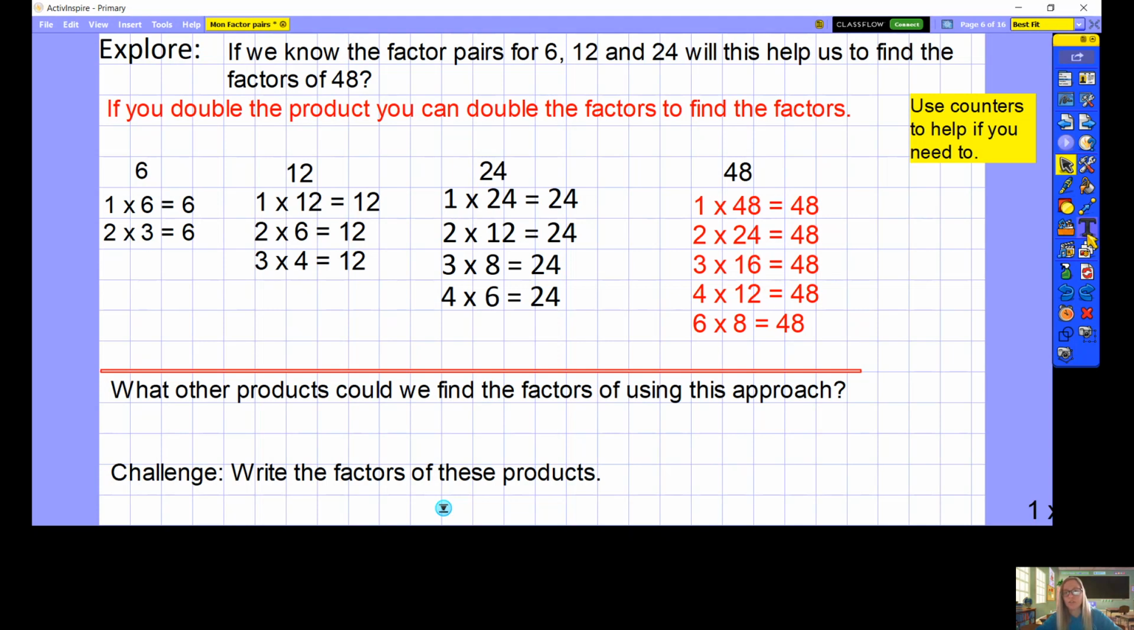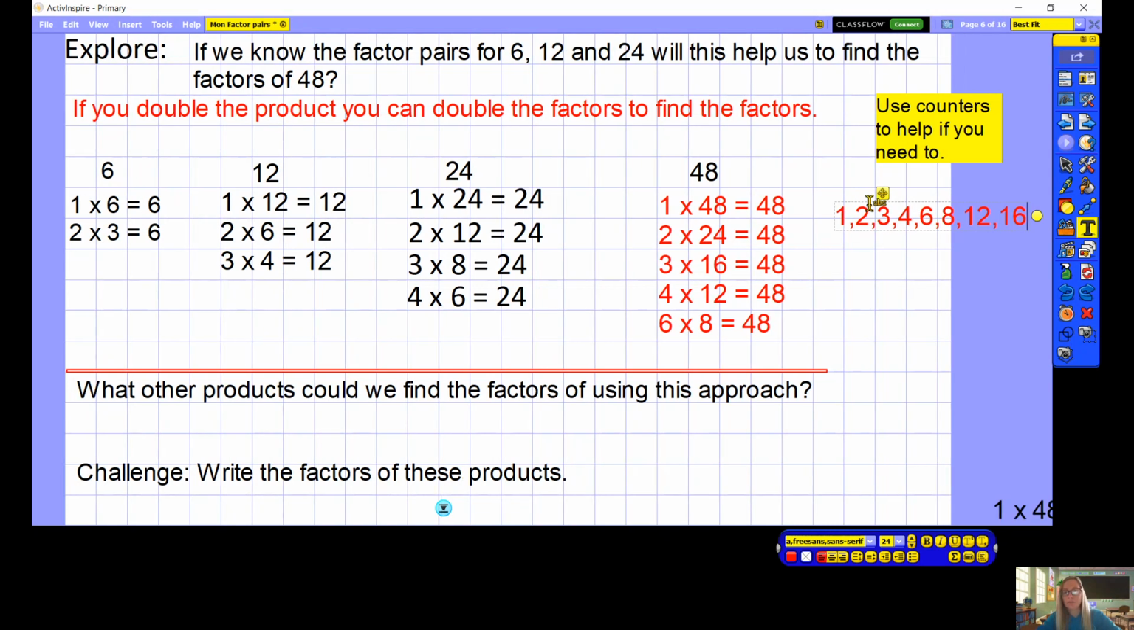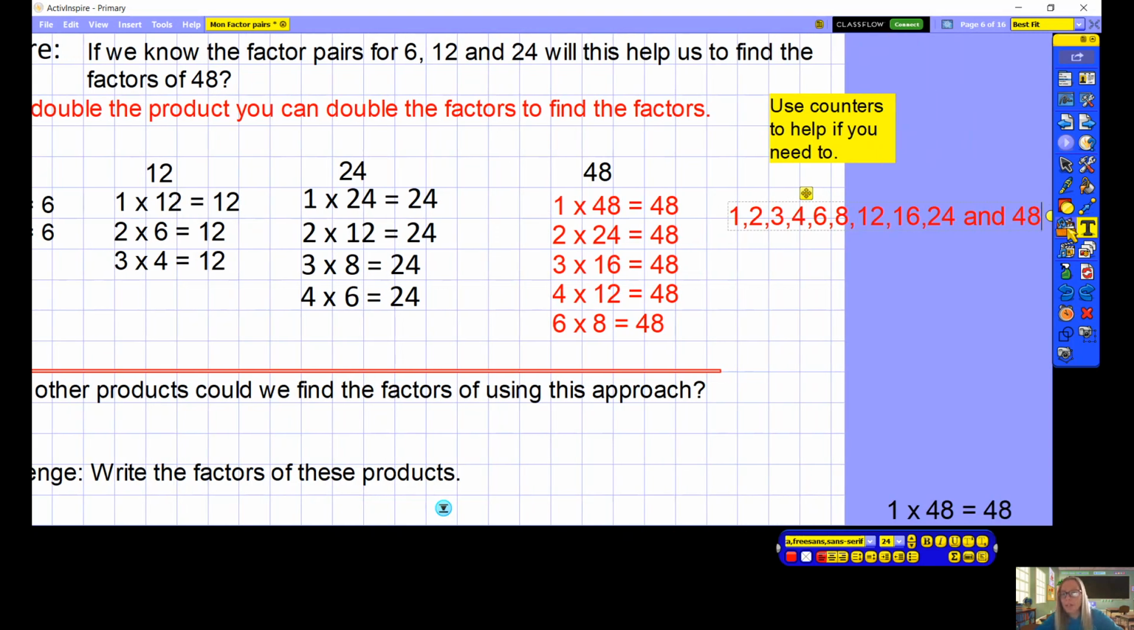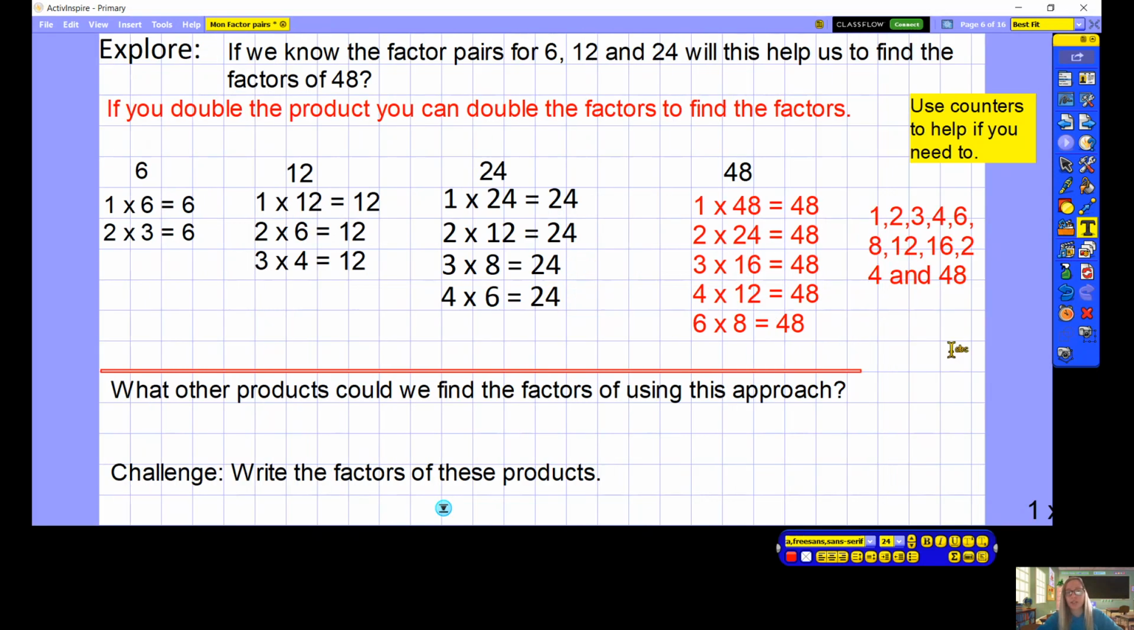So the factors of 48 are 1, 2, 3, 4, 6, 8, 12, 16, 24, and 48. Use those across there. Those are my factors of 48.